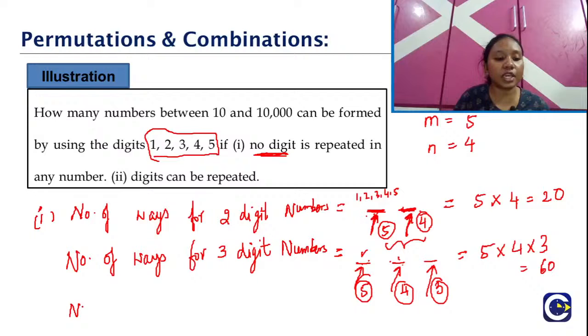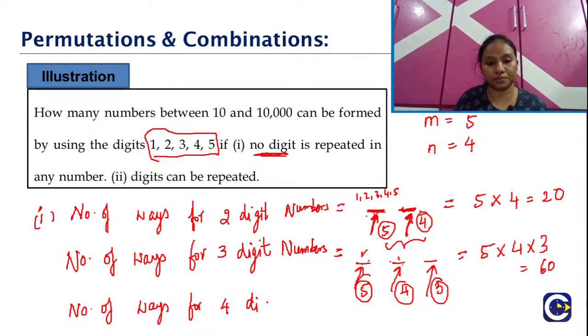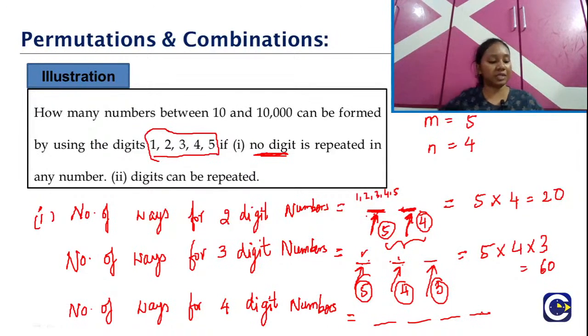So similarly, we can write for the 4-digit number. So number of ways for a 4-digit number. Same methodology here. So ones, tens, hundreds and then thousands place. So quickly let me know the answer. So same thing will be applied here.